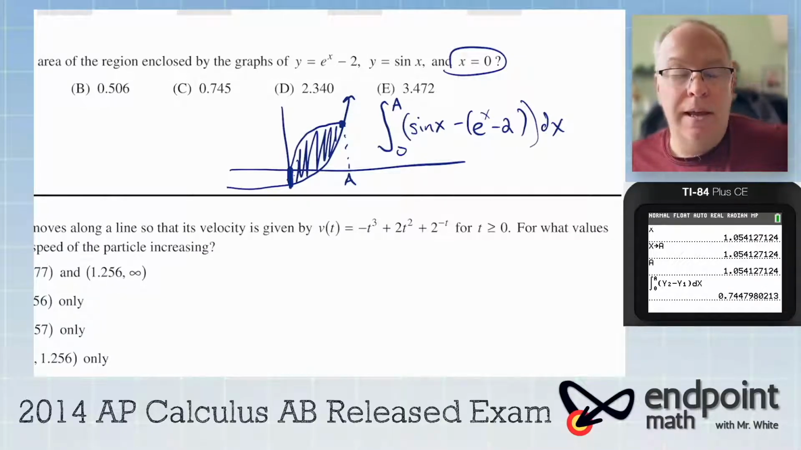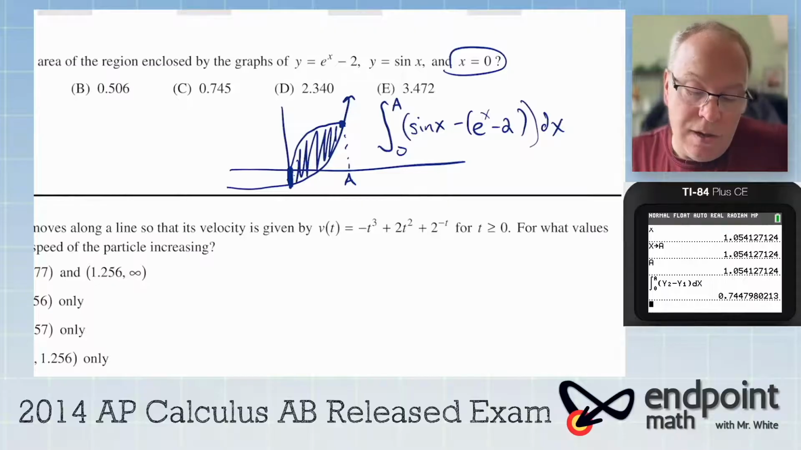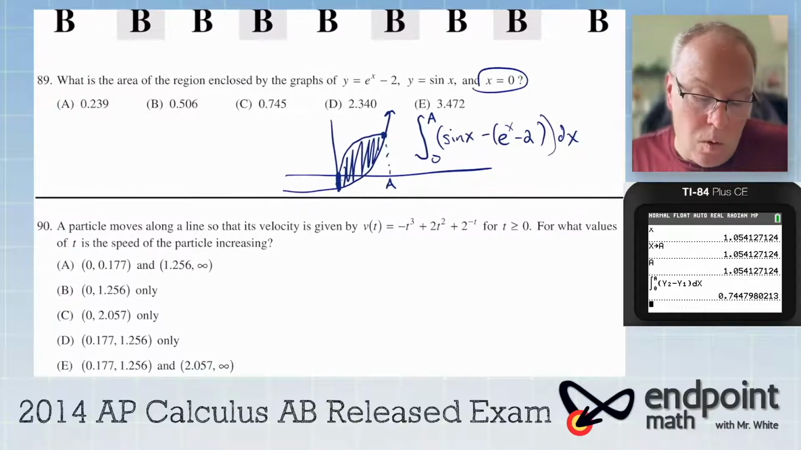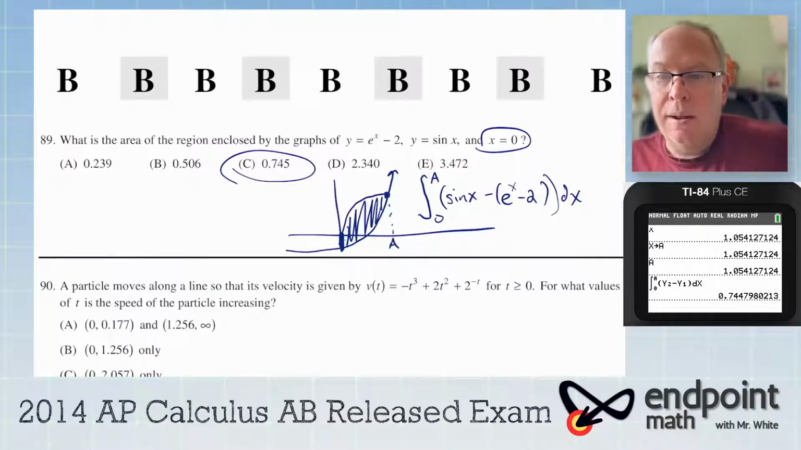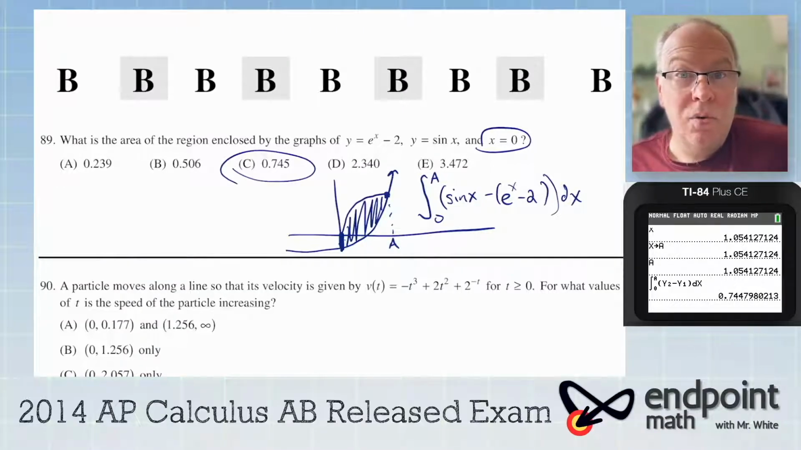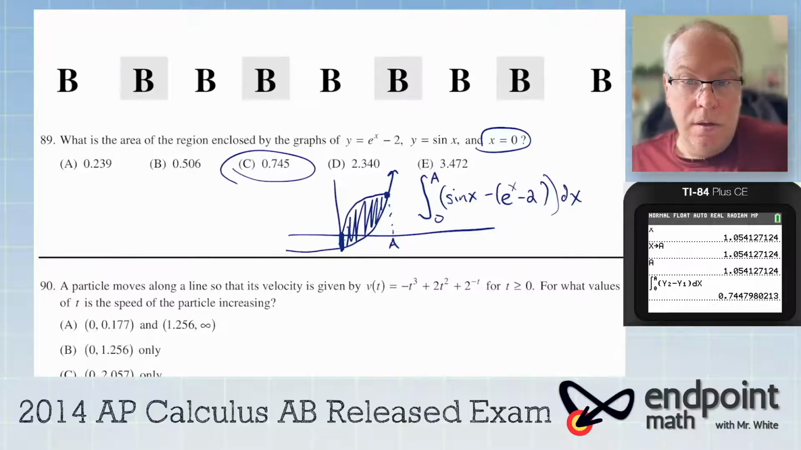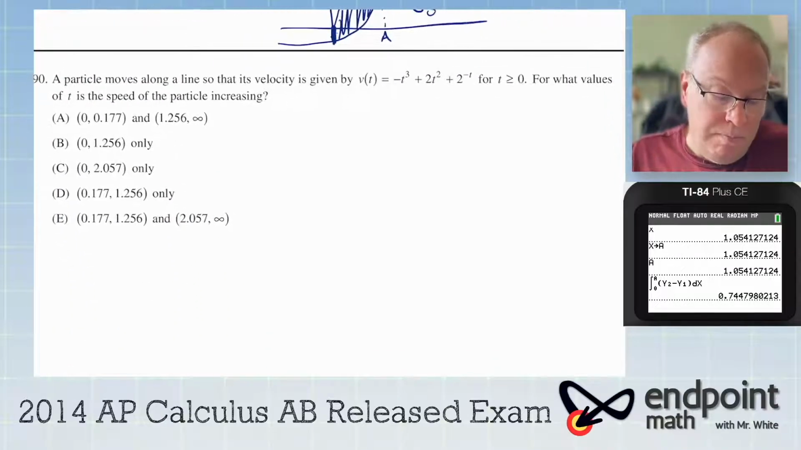So let me hit enter, and I get 0.745, and that is C. And I'm looking at the key, 89. C is the right answer. What do you know? We did it. All right, moving on to number 90.